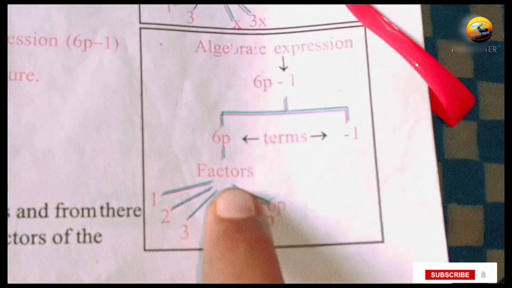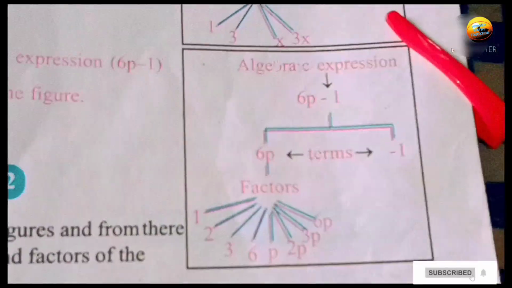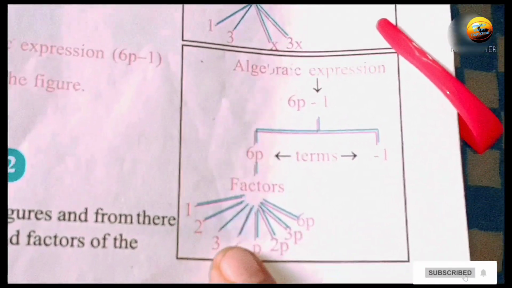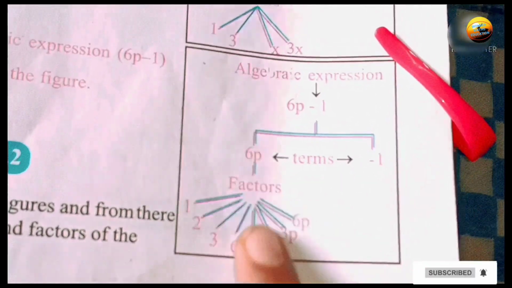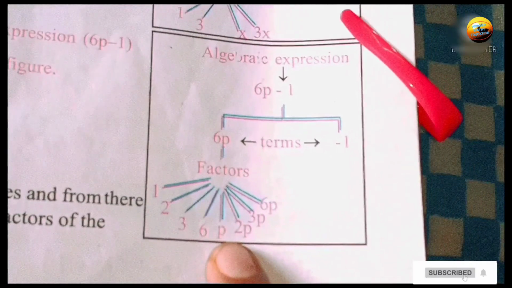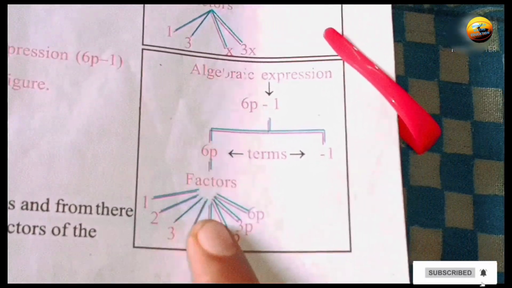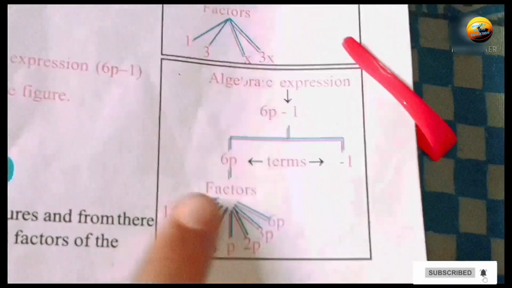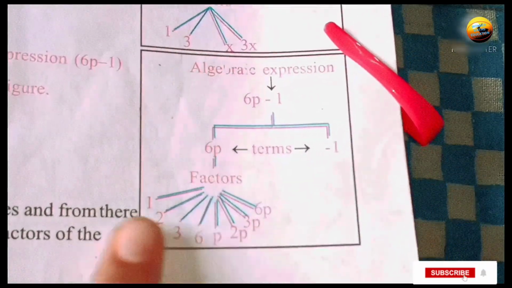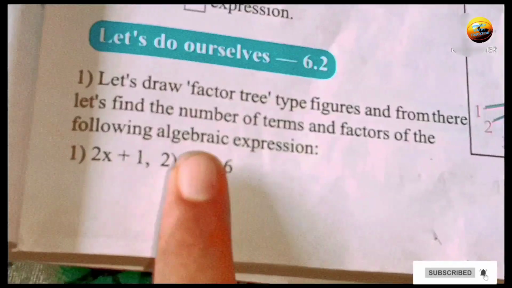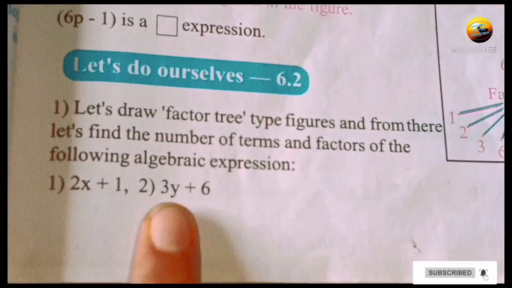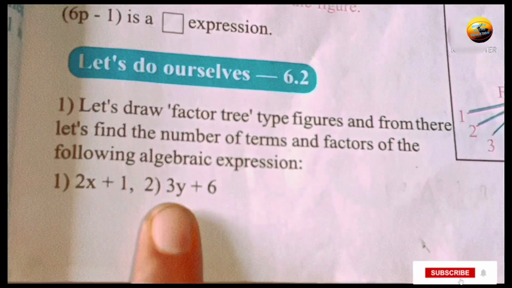Like we can break any algebraic term by 1, then 2 multiplied by 3 gives us 6, so 3 will be there, 6 will be there, p will be there, but 2p, 3p and 6p will also be there, and minus 1 is the term only in minus 1. Likewise you have to break each term, then you can call it a factor tree. Number 1 is 2x plus 1, and number 2 is 3y plus 6. So I am going to the solution of the two algebraic expressions.